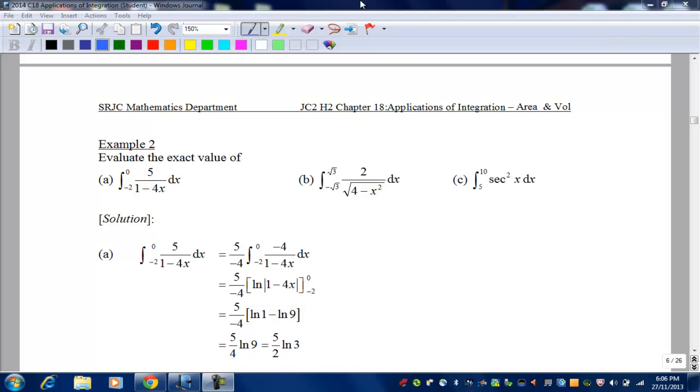Alright, let's look at example 2a. We're required to evaluate the exact value of the given definite integral. So how do we go about integrating? First thing first, we notice that there's a fraction 5 divided by 1 minus 4x involved.